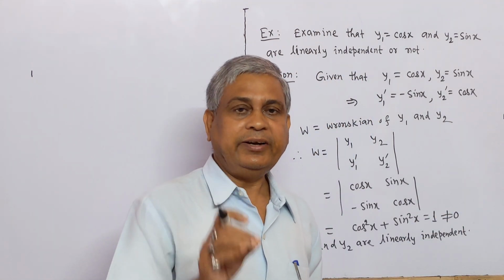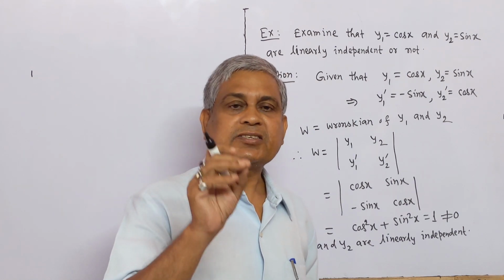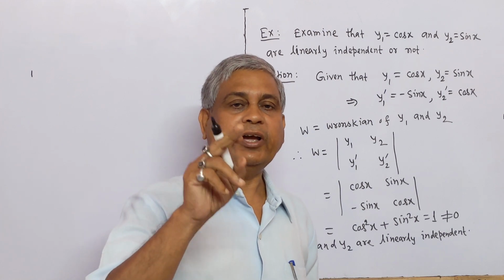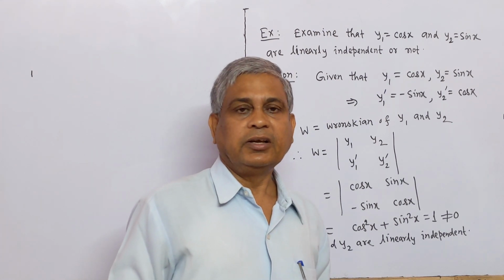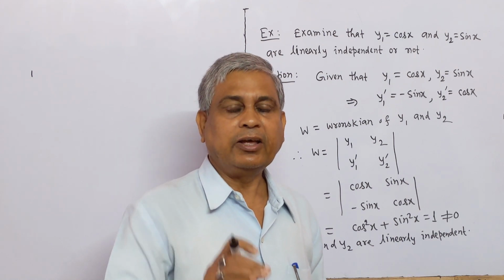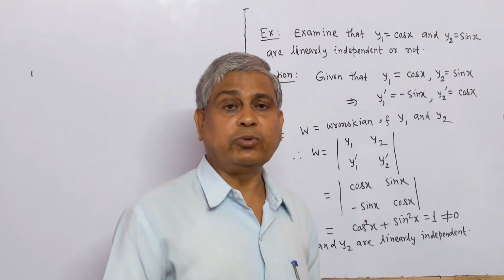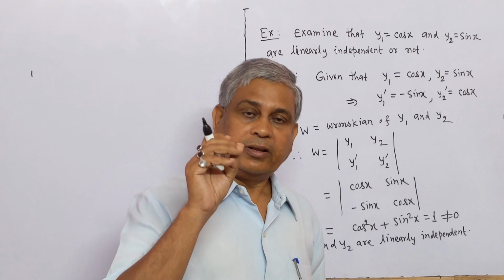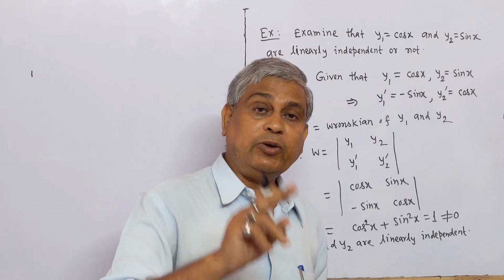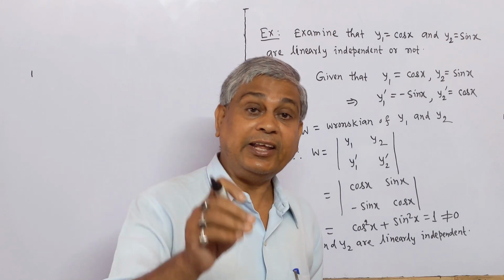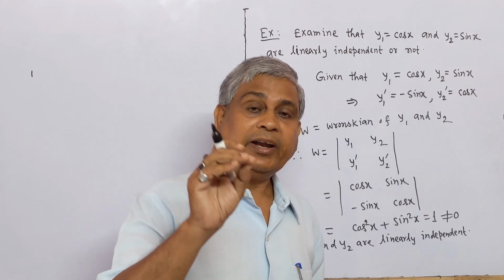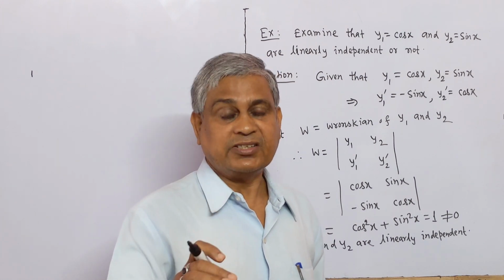Now, we have learned that if two functions y1 and y2 are linearly dependent, then the Wronskian of y1 and y2 must be zero, and vice versa. Again, if y1 and y2 are linearly independent functions of x, then the Wronskian of y1 and y2 is never zero. Next, if the Wronskian of two functions y1 and y2 is not zero at at least one point in the interval, then y1 and y2 are linearly independent functions.